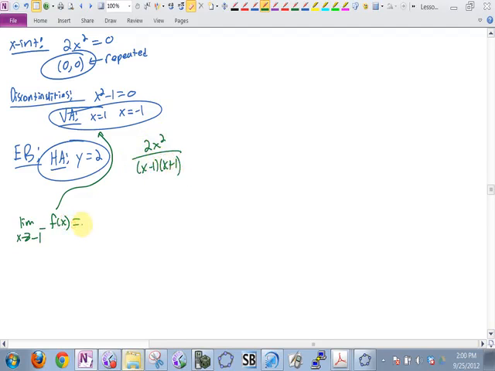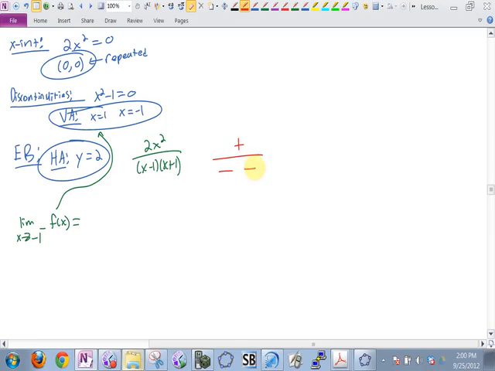So imagine plugging in a number that is just barely smaller than negative 1, like negative 1.01. What do you get when you plug in a number just slightly smaller than negative 1? Well, what type of number is the top of this fraction always going to be? Always going to be positive. What type of number is this factor going to be if you're plugging in a number slightly smaller than negative 1? A negative. And what about this factor? A number slightly smaller than negative 1 plus 1 will be a negative.